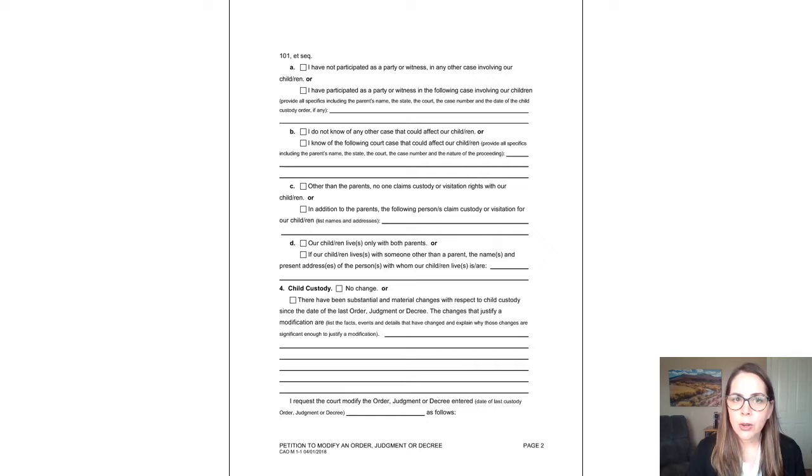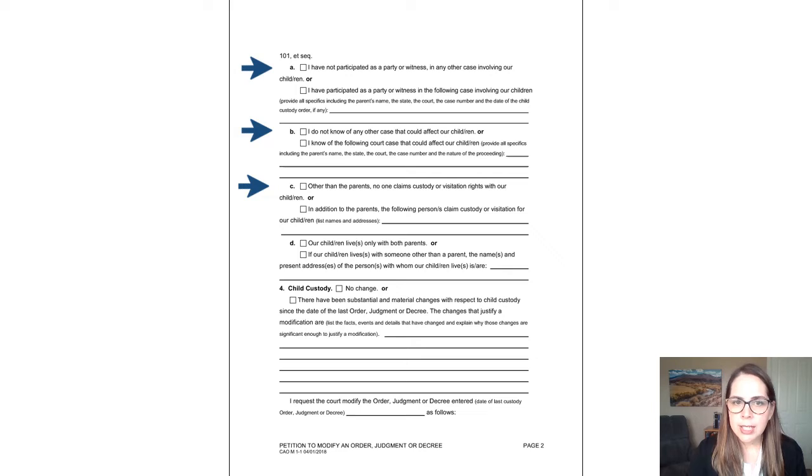Moving on, you're going to identify any cases that you have participated in as a party or witness that the courts should be aware of. Here in section B, any other cases that are affecting the children that the courts should be aware of. This could be a CP case, a guardianship case, a child support case, anything like that.